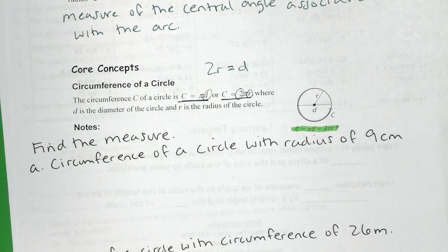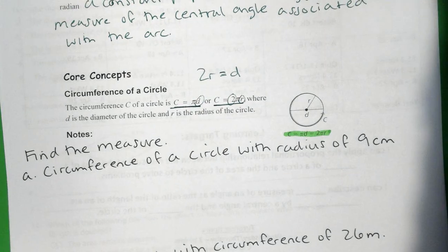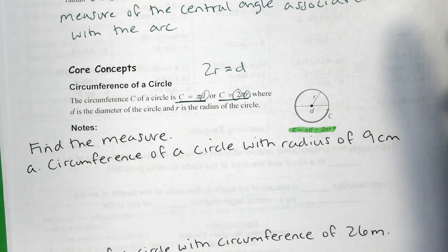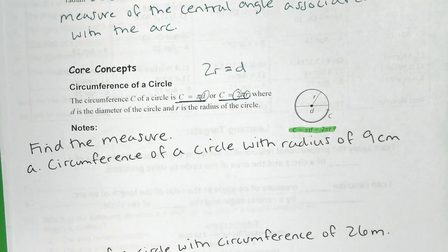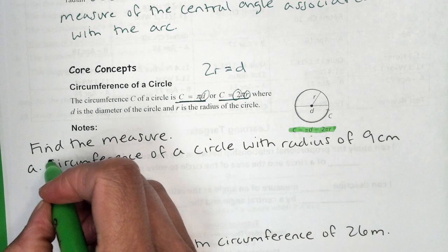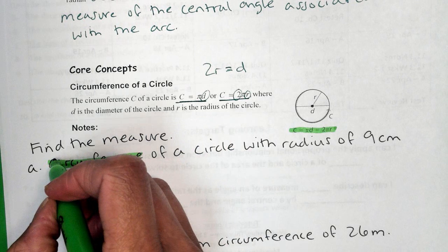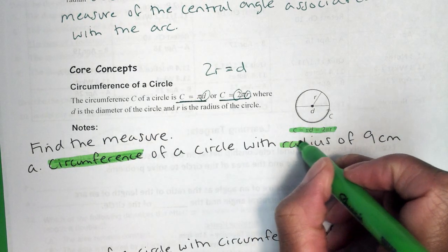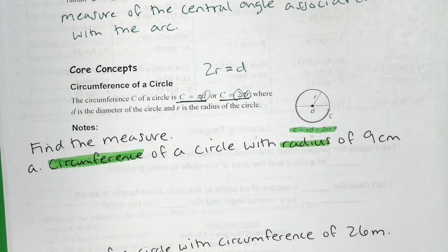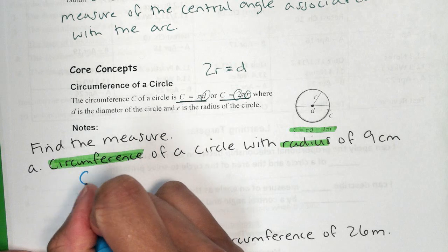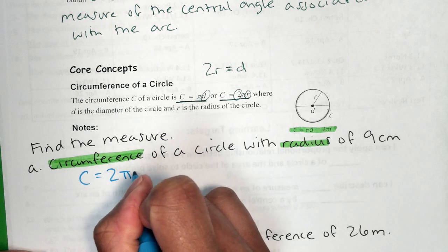So we have two examples. We have find the measure. One is the circumference of a circle with a radius of 9 centimeters. So what we need to find is the circumference, and we know that we are given the radius. So this is where I would use the second half, so 2 pi r would equal my circumference. So I have C equals 2 pi r.